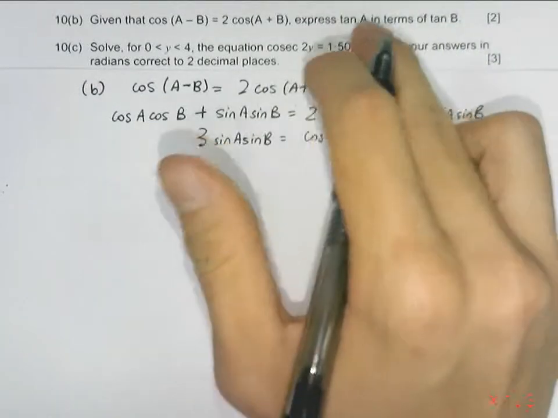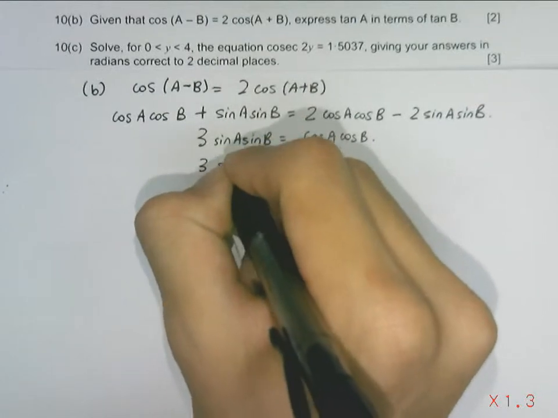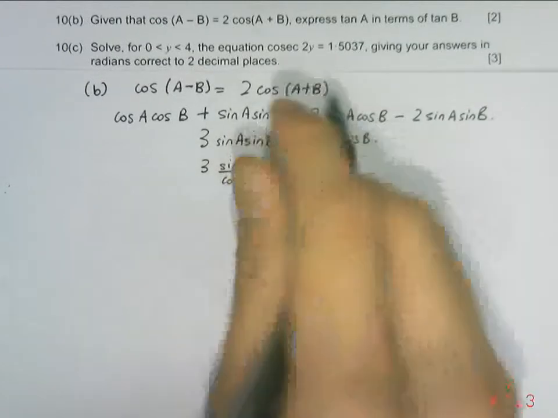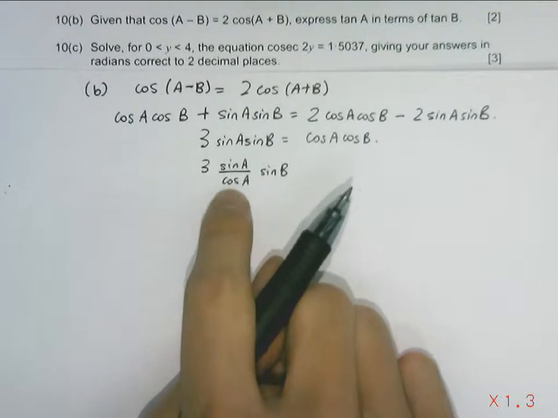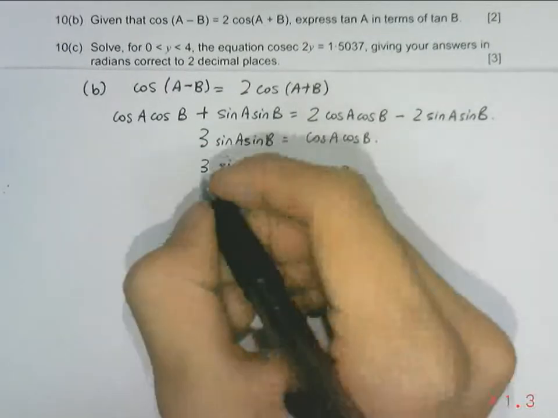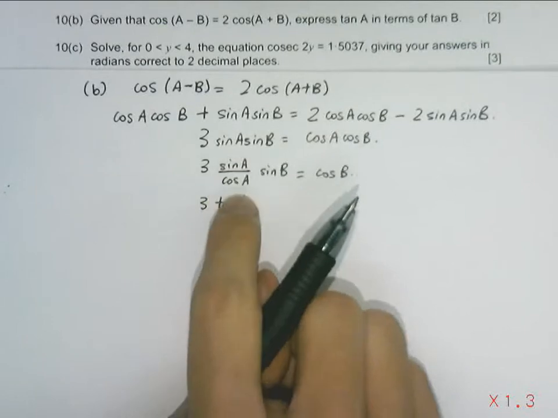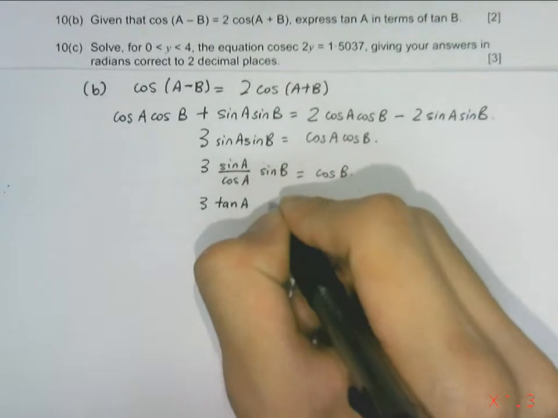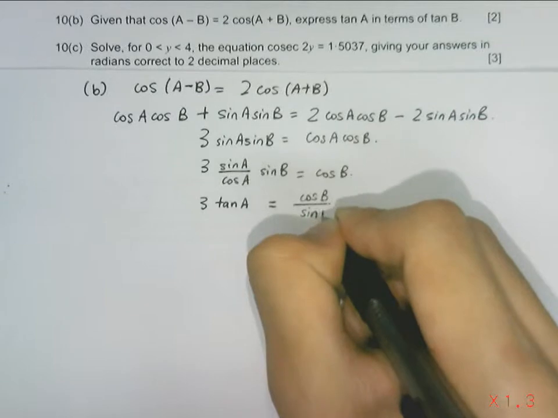In order to get tangent A, we need to bring over the cosine so that we can see that it's actually just sine A over cosine A, leaving the sine B aside first. So bring this term over. Sine A over cosine A times sine B equals to cosine B. One step at a time, this one will become tangent A. Sine B, we can bring it over, so it will become cosine B over sine B.